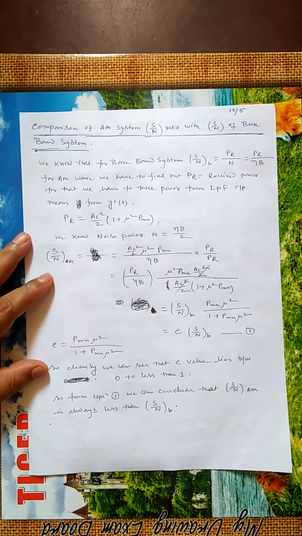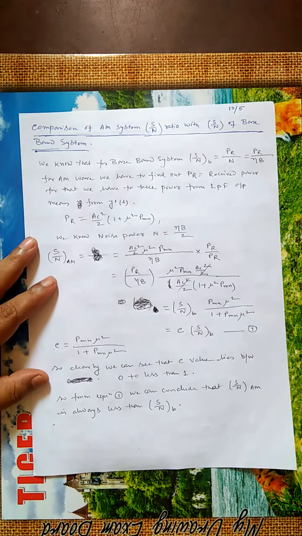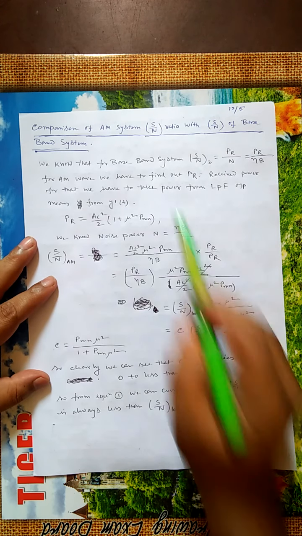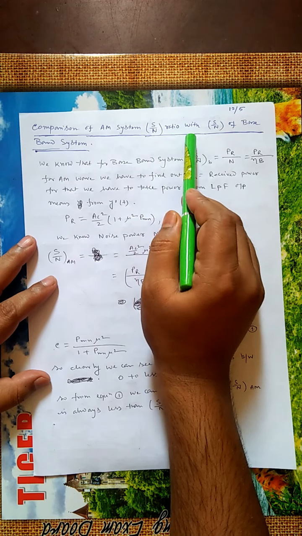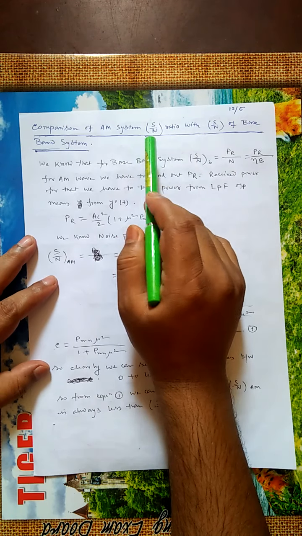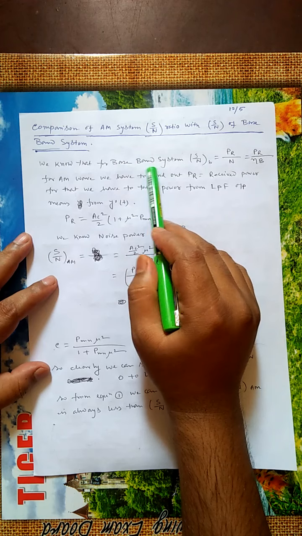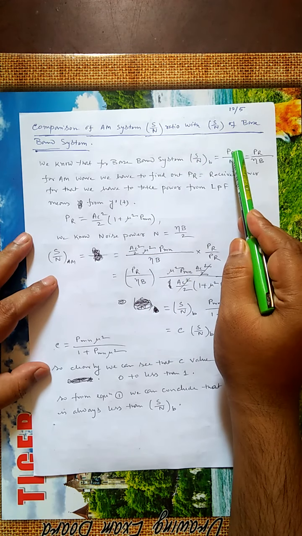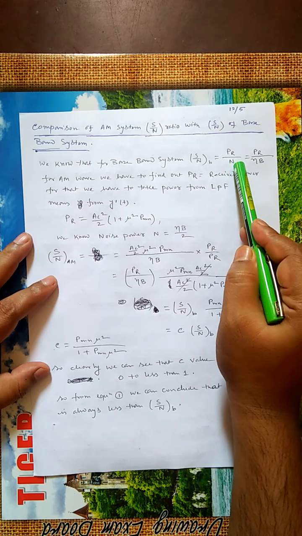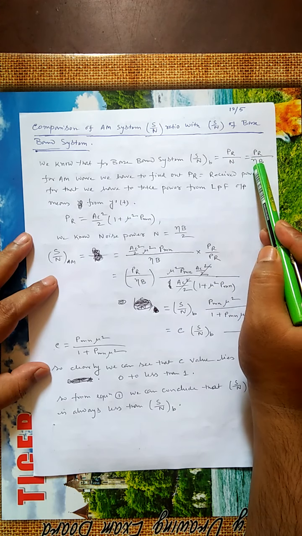Hello students, today I want to discuss the signal to noise ratio of the AM signal and compare it with the signal to noise ratio of the baseband system. In the previous class I discussed the baseband system. The signal to noise ratio equals PR by N. PR is the receive power and N is the noise power, equal to eta into B.